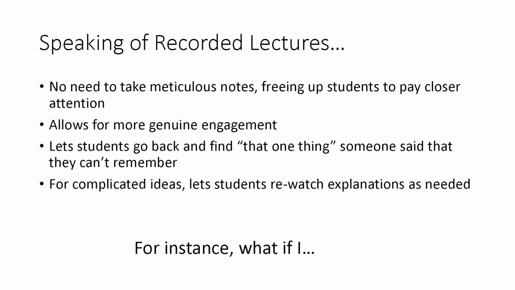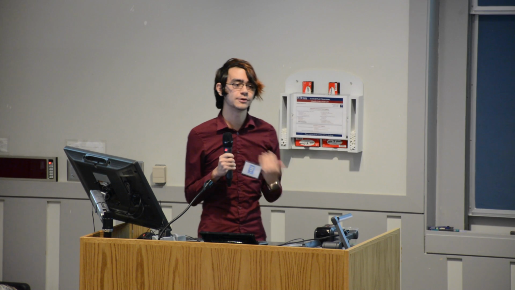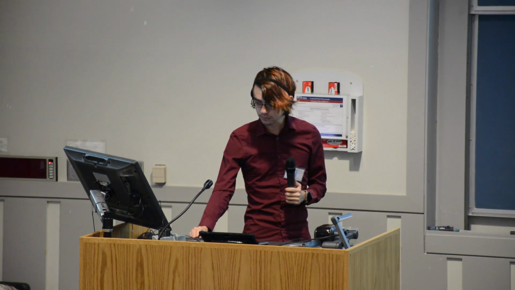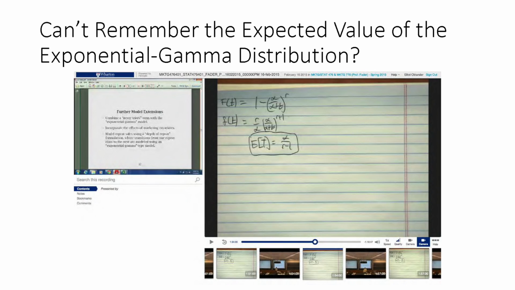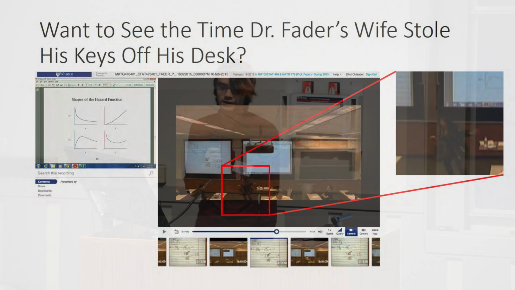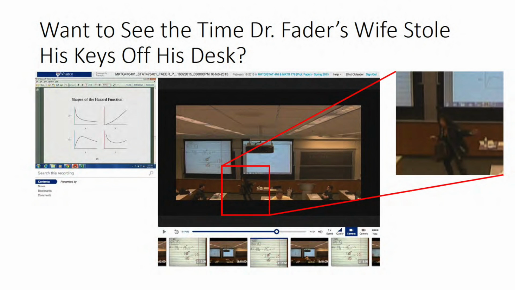So like I said, students can go back and find that one thing someone said that they can't quite remember. And for complicated ideas, if I didn't understand something the first time around, I can go back and look at it again. So for instance, what if I can't remember the expected value of the exponential gamma distribution? You go back into the lecture, boom, there it is. What if I want to see the time that Professor Fader's wife stole his keys off of his desk? I can go back and see that there.